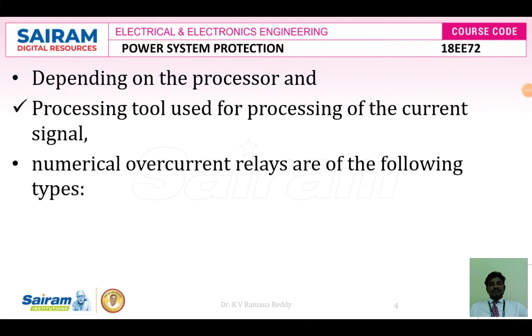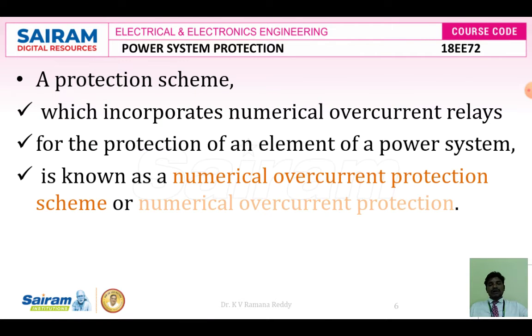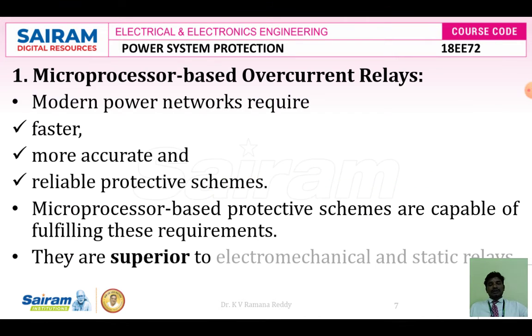These are the various types of numerical overcurrent relays, which are high-end technology used to identify the fault and to generate the command signal to the circuit breaker to isolate the faulty section of the system from the healthy section of the system. A protective scheme which incorporates numerical overcurrent relays for the protection of an element of a power system is known as a numerical overcurrent protection scheme or numerical overcurrent protection. So in numerical overcurrent protection, we are using this high-end technology. Those devices are called numerical overcurrent relays, which are used for protection of an element of a power system.